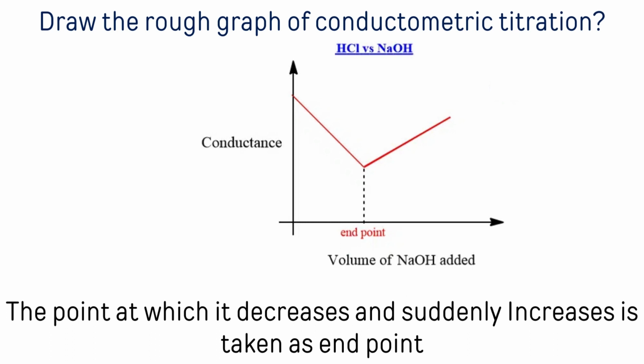Draw the graph of conductometric titration. The given graph is HCl versus NaOH. The x-axis represents the volume of NaOH added, whereas the y-axis represents conductance. The point at which it decreases and suddenly increases is taken as the end point.